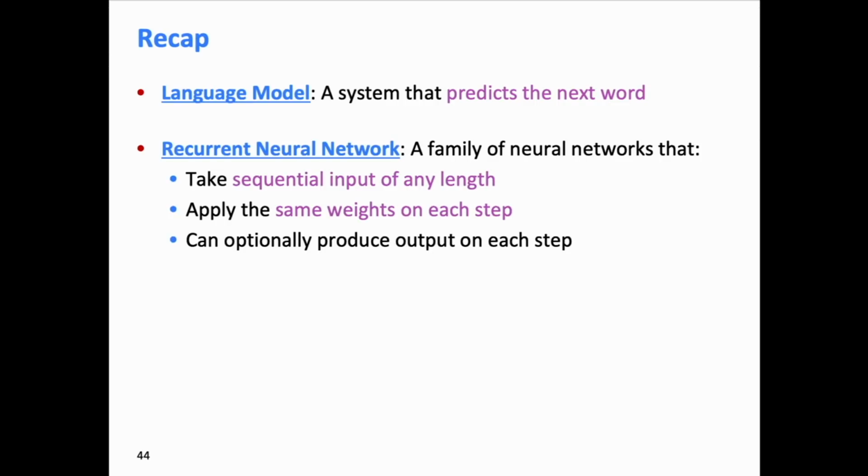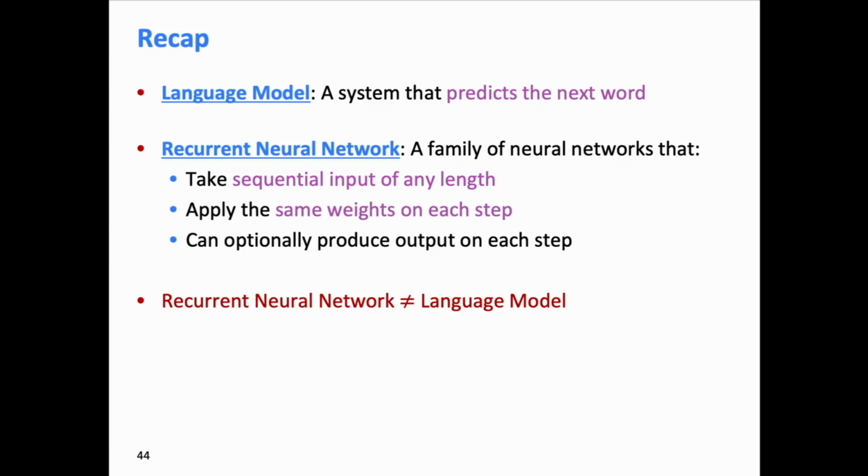So here's a recap. If I've lost you somewhere in this lecture, or you got tired, now is a great time to jump back in because things are going to get a little bit more accessible. Okay, so here's a recap of what we've done today. A language model is a system that predicts the next word. And a recurrent neural network is a new family, or new to us, a family of neural networks that takes sequential input of any length, and it applies the same weights on every step. And it can optionally produce some kind of output on each step, or some of the steps, or none of the steps. So don't be confused.